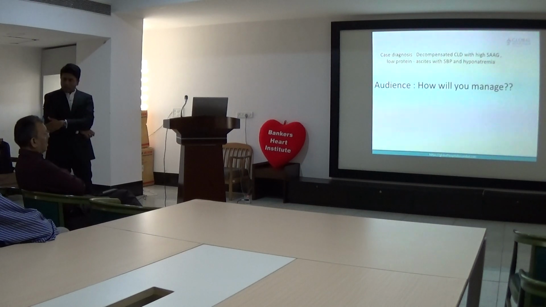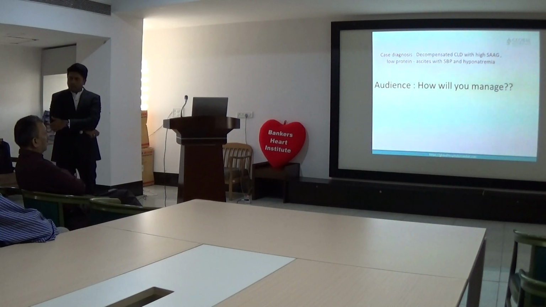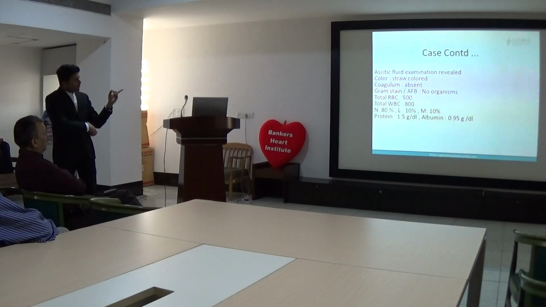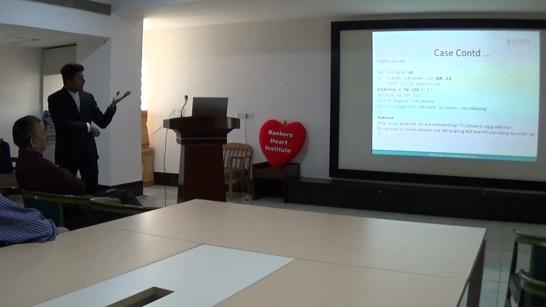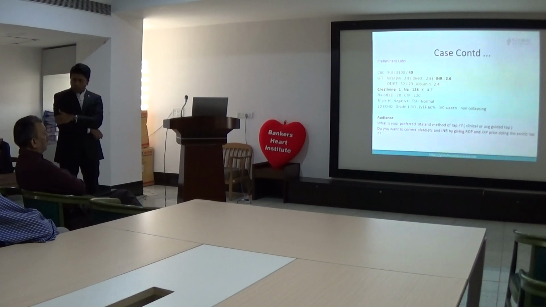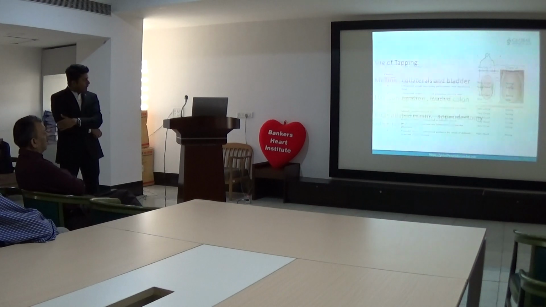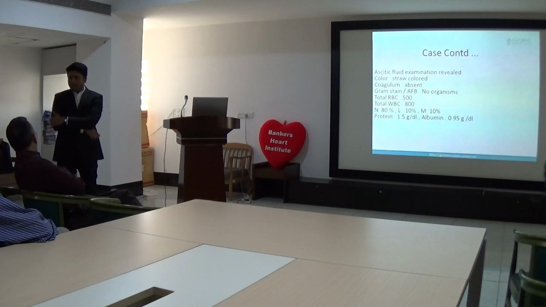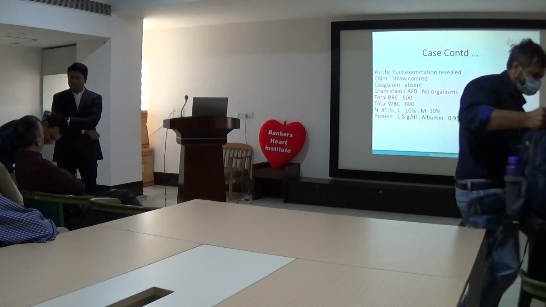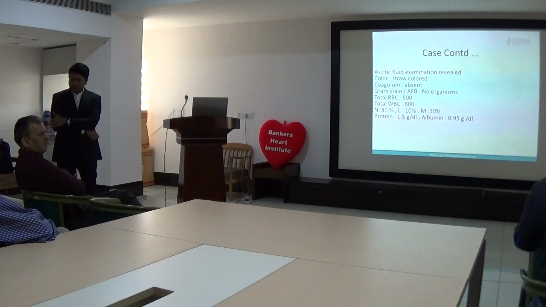What is the ratio? The SAAG, we need to calculate. Yes, we have to calculate. If it is given in the lab, fair enough. Otherwise, on the same day, his serum albumin is 2.4 and here we see the ascitic fluid albumin is 0.95. So this is definitely a high SAAG ascites. You have to calculate those things.